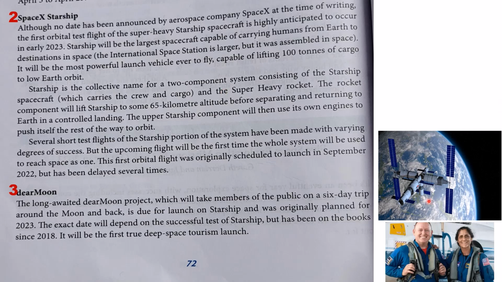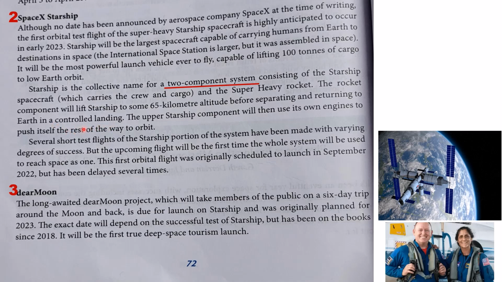So this is the spaceship, students, you can see here. And then the two component system: this Starship has mainly two components, consisting of the Starship spacecraft, which carries the crew and cargo, and the Super Heavy rocket, which flies into space. The rocket component will lift Starship to some 65 kilometers altitude before separating and returning to Earth in a controlled landing. I think you all know controlled landing means it should not land on people or homes. It should land in the oceans.